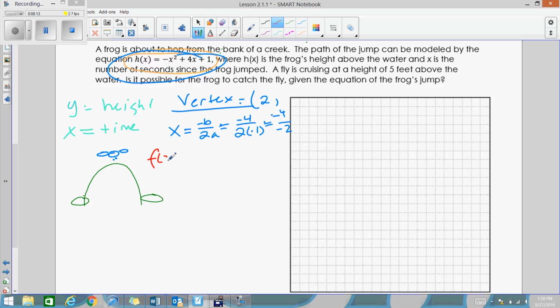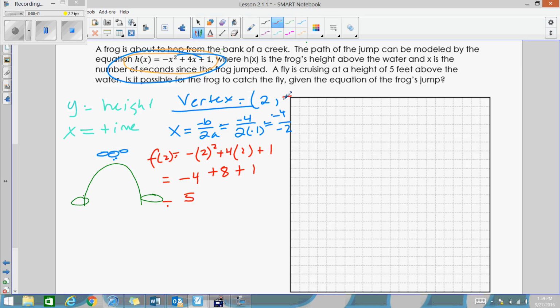Now we take this 2 and substitute it into our equation. So we're going to go f of 2 equals negative 2 squared plus 4 times 2 plus 1. And you're just going to simplify this. Negative 2 squared is negative 4, the reason being 2 squared is 4, times negative is negative 4. 4 times 2 is 8, and then plus 1. So negative 4 plus 8 is 4, plus 1 is 5.